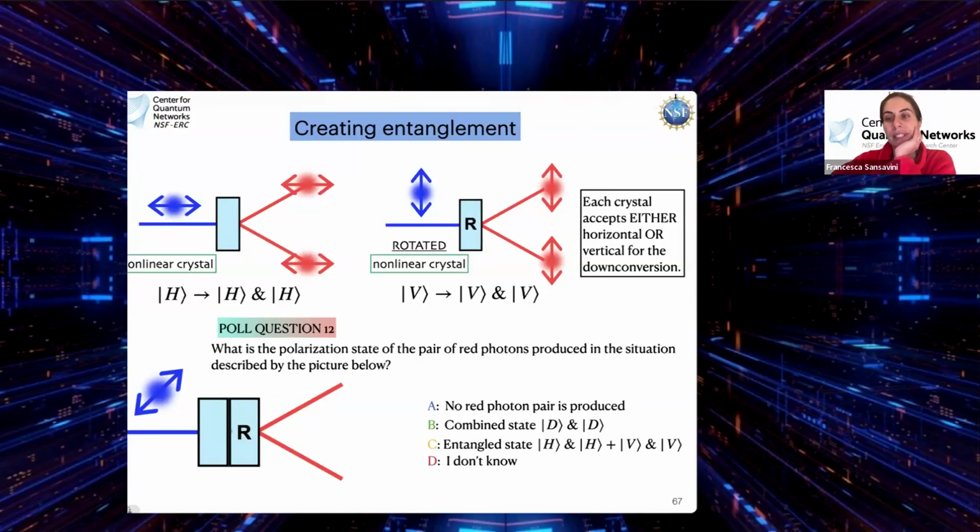Okay, so 56% expect to see an entangled state. We have 22% of people that expect to see no red photon pair produced, and some 17% combined state DD.